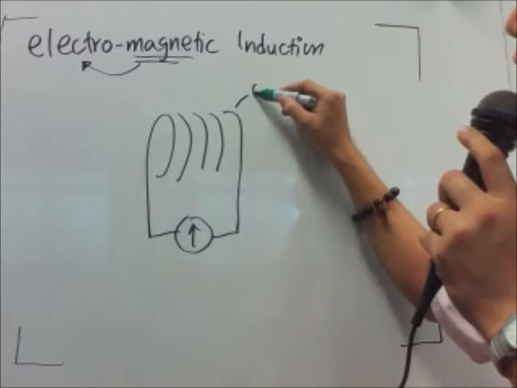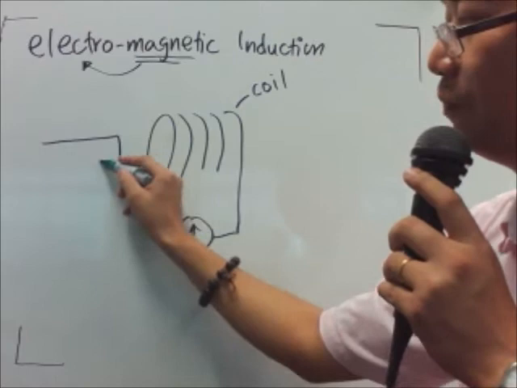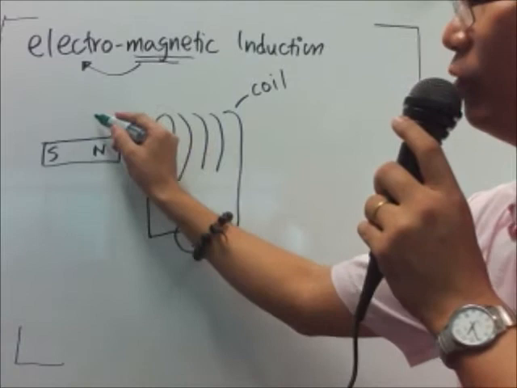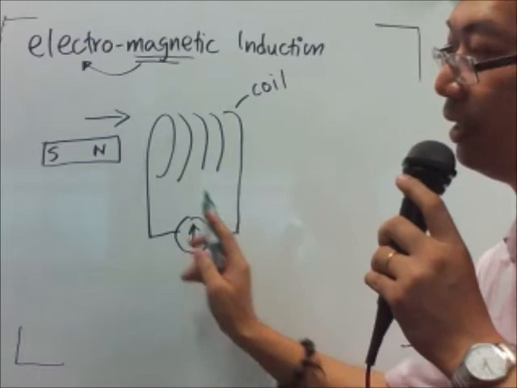Now, if we place a permanent magnet next to it, even if it's near, if it's not moving, there should not be any electromagnetic induction. Only when it starts to move. Suppose I push in, the galvanometer will deflect to one side. If I pull out, the galvanometer will deflect momentarily to the other side.